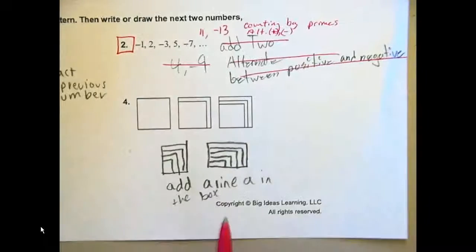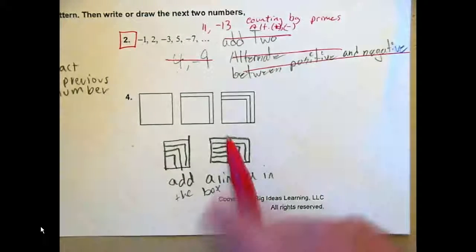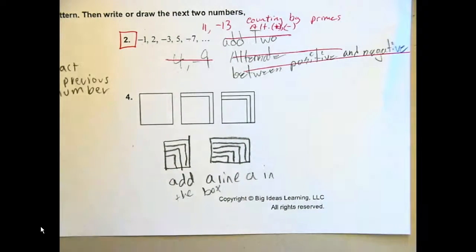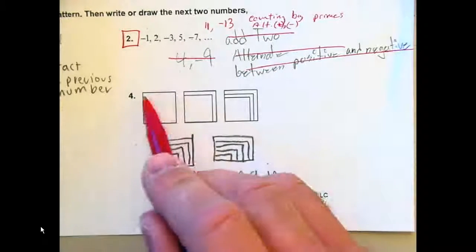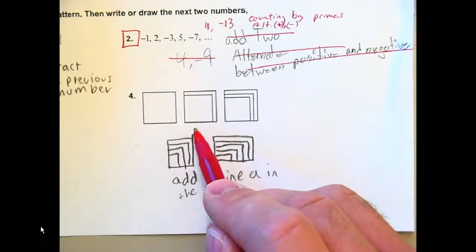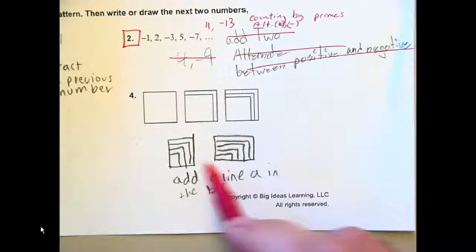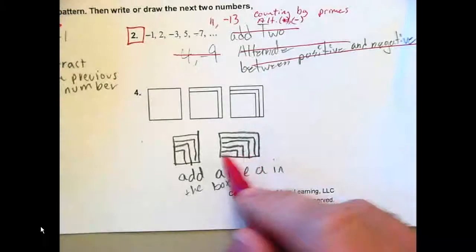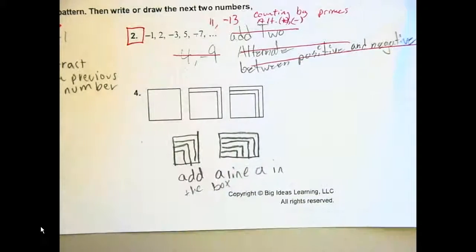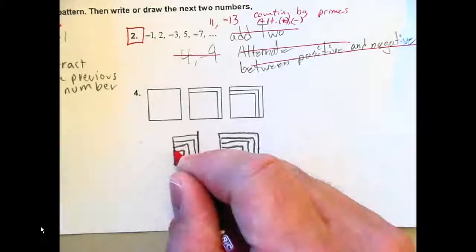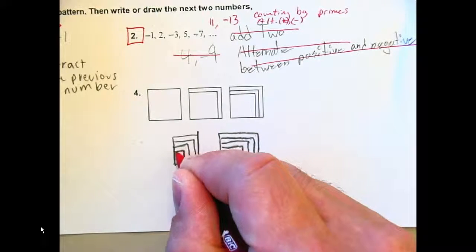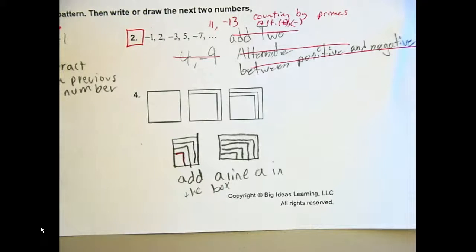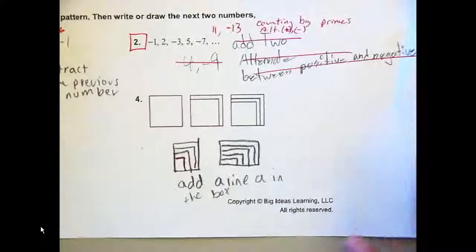Number 4, adding a line in a box. Some people would say you're adding a square within the square. So we have 1 big square, and now we have 2 squares. Now we have 3 squares, and then we'd have 4 squares, if you think of it like it's tiles, or 5 squares. Adding a line in a box, we've got to be a little more specific, probably explaining what that line is, making a square within the box. Any questions there? A little more clear, I think.